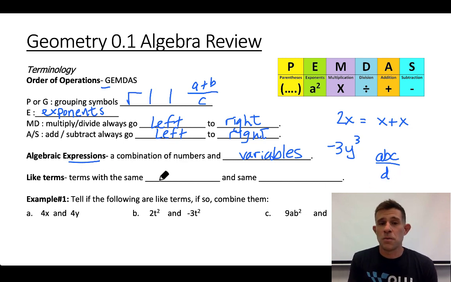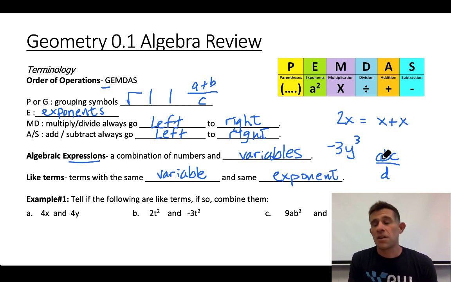Like terms are terms with the same variable to the same degree. Or another way of saying that is have the same exponent. So up here in our examples of expressions, we actually have no like terms because none of these have the same variable to the same degree. Now, I might throw in another expression like 4y cubed. Now we have negative 3y cubed and 4y cubed. They have the same variable to the same degree or the same exponent, and they are considered like terms.